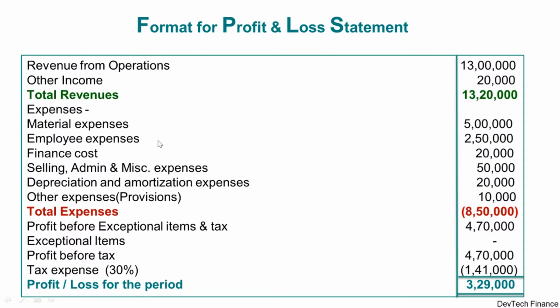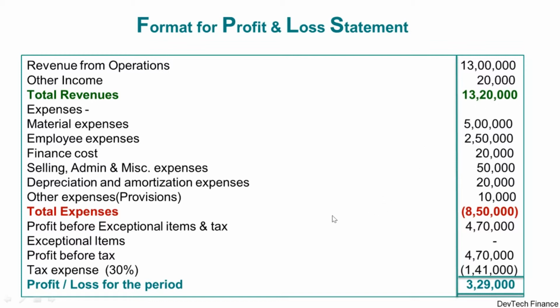The employee expenses are 2,50,000, finance cost 20,000, selling and administration and miscellaneous expense 50,000, depreciation expense 20,000, other expenses 10,000, and thus we get the figure of total expenses, which is 8,50,000. I have shown this in red font just to indicate that these are our expenses. It is a negative figure, and here was our revenue, which was a positive figure in green, 13,20,000.